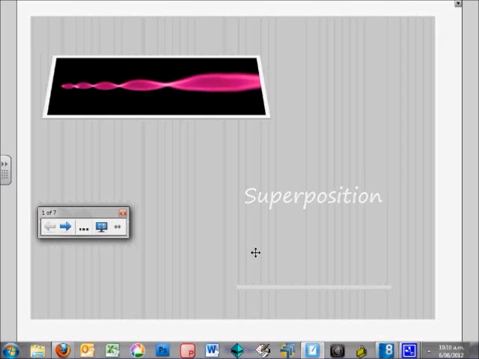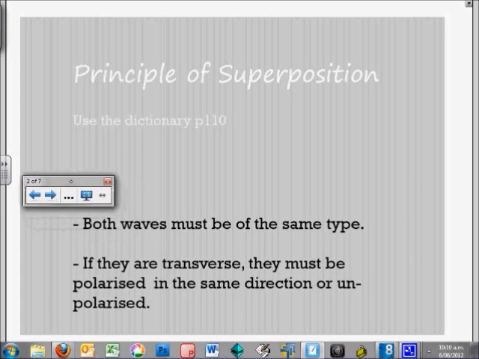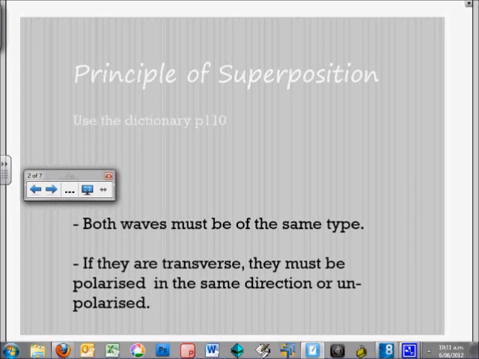Topic 8, superposition. This is a topic that builds upon the ideas developed in topic 7, waves. Now this term superposition sounds sort of quite complex, but it's really not as difficult as the term might sound. We have something called the principle of superposition.